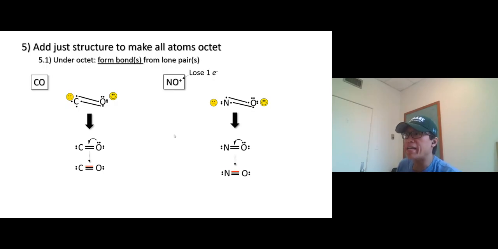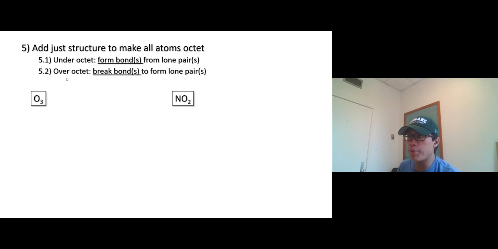All right. Another case of a structure that you have to adjust is 5.2, over octet. Sometimes you're going to see some atoms that have too many electrons and can't hold them. So in this case, just the opposite, we will break the bond. When atoms are under octet, we form bonds; the one that's over octet will break the bond, and the bond has to go somewhere, right? So we break that bond, and the bond becomes a lone pair. One bond is 2 electrons, so that's a lone pair.